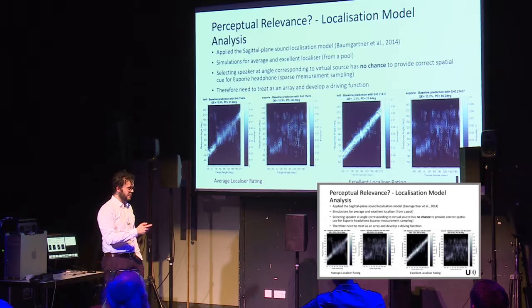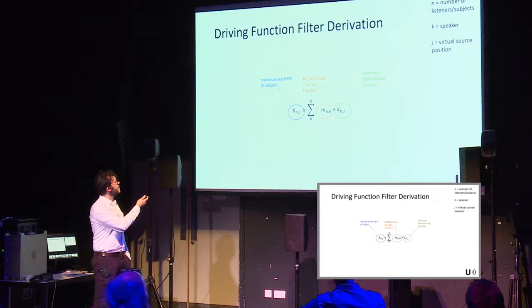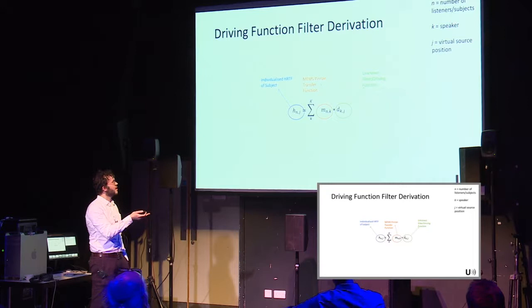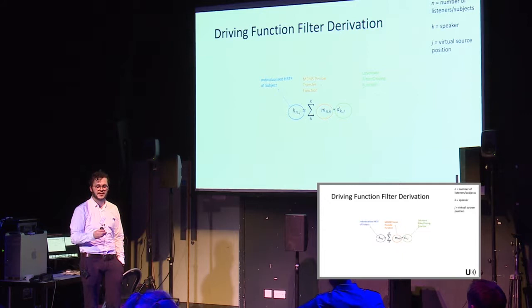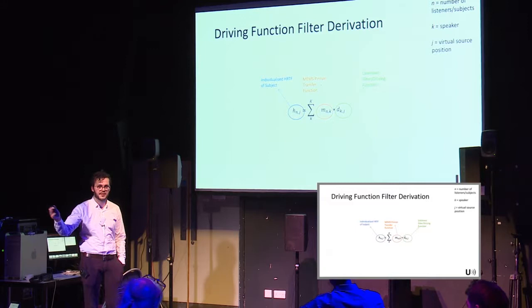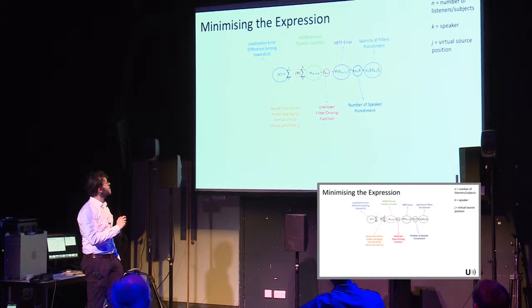So we have an unknown. We have the individual HRTF, we have a MEMS Pinnae transfer function, and an unknown driving function. What we need to find out is this driving function, which will give us the difference between the MEMS Pinnae transfer function and the HRTF. So it's about adding signal processing to the MEMS in order to reproduce the HRTF as if it was played on a free-field loudspeaker. And we can do this for multiple listeners as well.